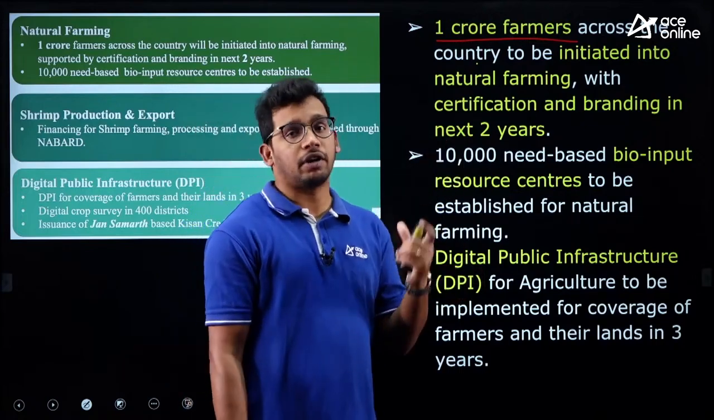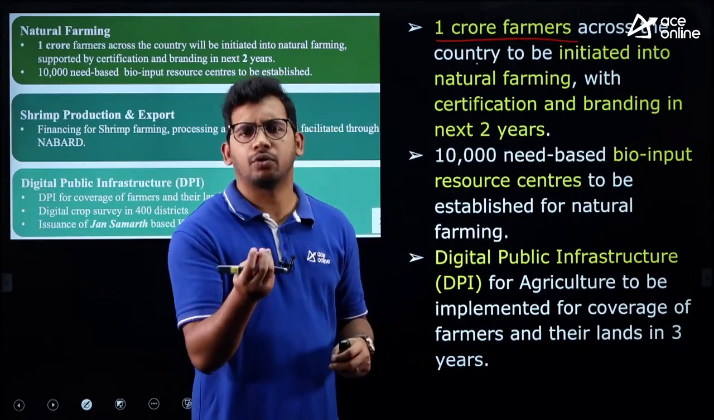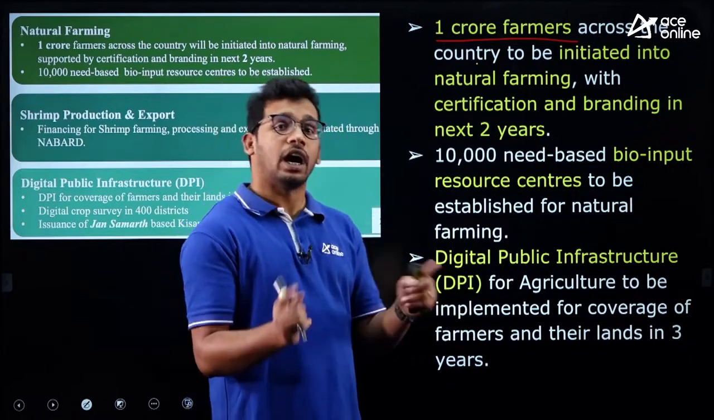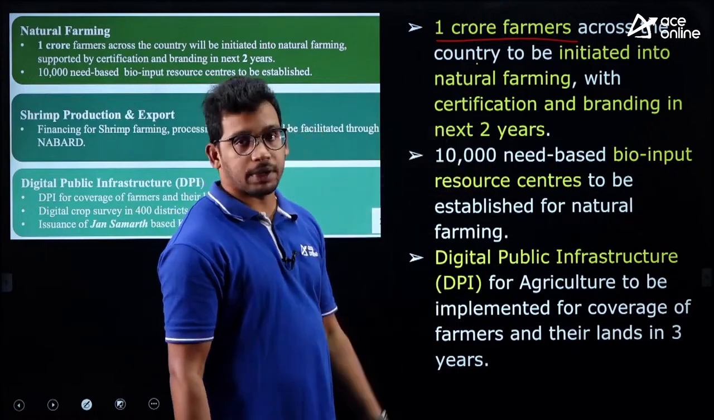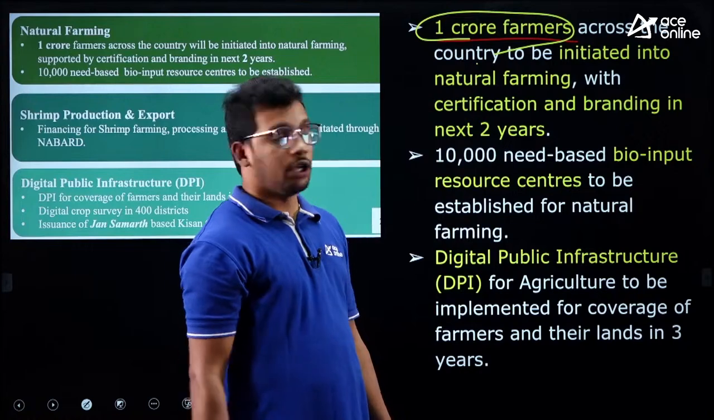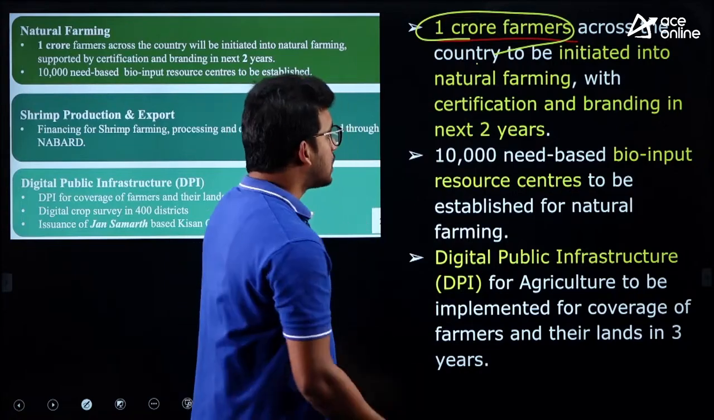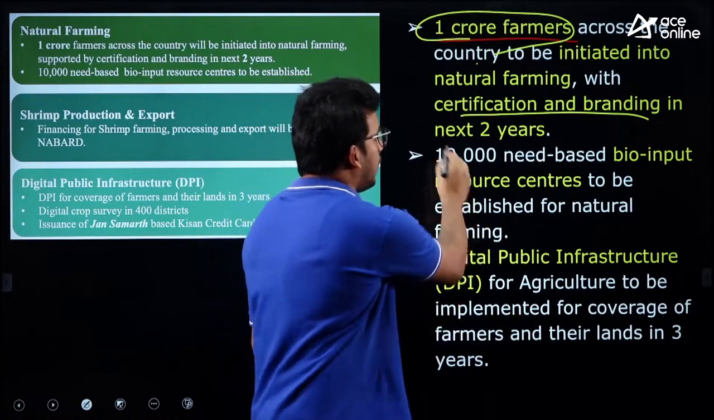Natural farming is the one which uses natural fertilizers like manure and cow dung, without any artificial or synthetic fertilizers or pesticides. So for that purpose the government is going to train 1 crore farmers. This number is important, you have to remember this. Similarly, they are going to be certified within the next 2 years.